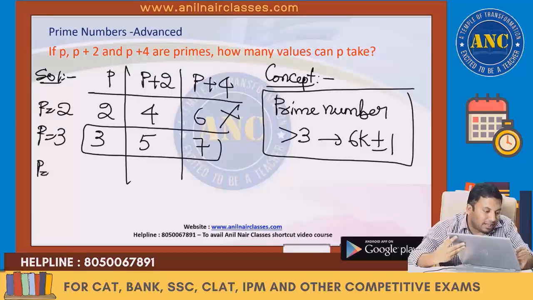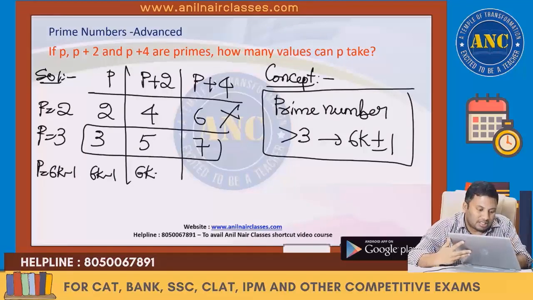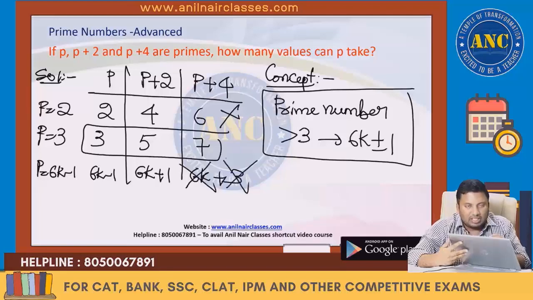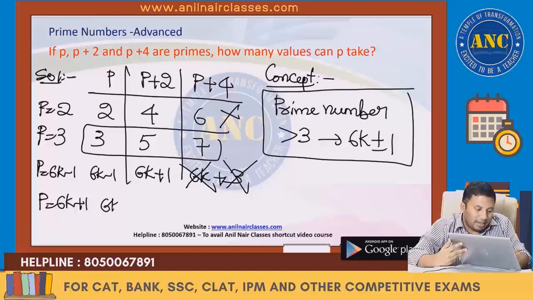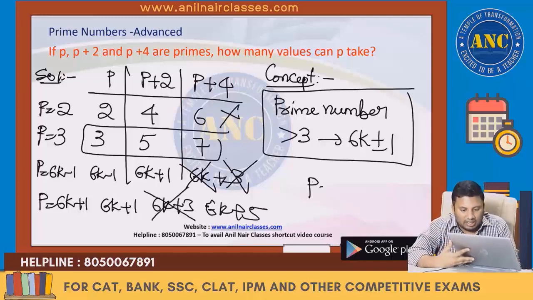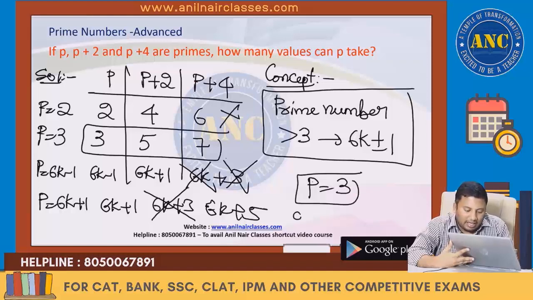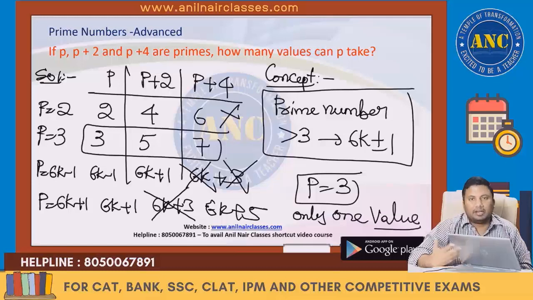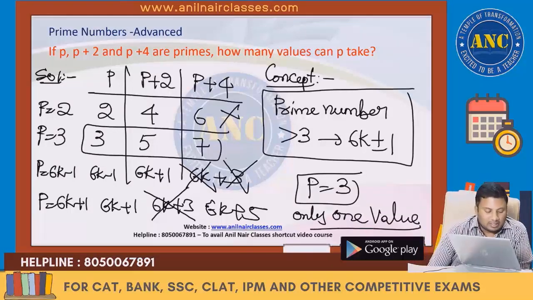Any prime number greater than 3, say 6k minus 1, this is 6k plus 1, this is 6k plus 3, this is divisible by 3. Out. Or P is 6k plus 1, then 6k plus 3, 6k plus 5, and 6k plus 3 is divisible by 3. So how many prime values will it take? It will take only one value, and that value is p equal to 3.